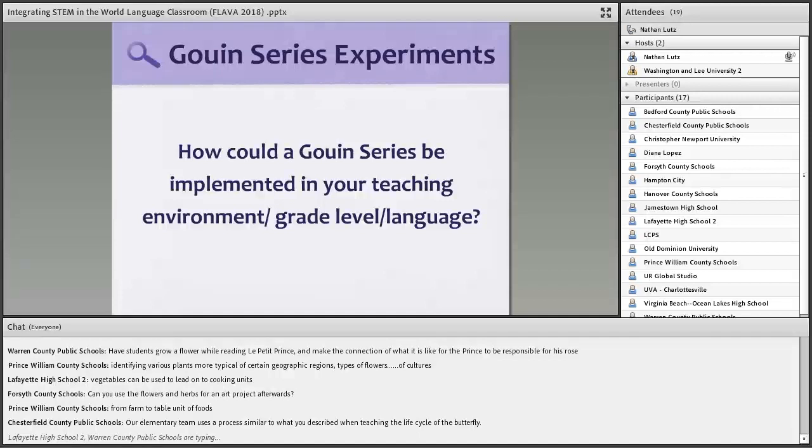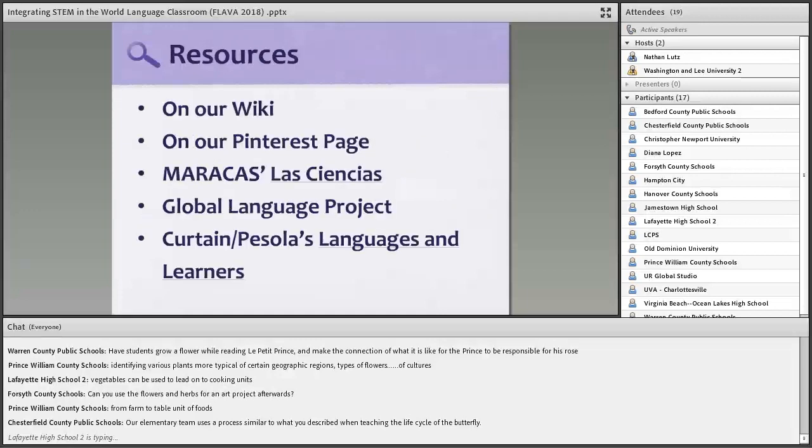Okay, it looks like some other answers might be coming through. All right, well, it looks like there's some typing going on, so we'll just let those answers come through. You can certainly feel free to continue to type them in and add them into the chat box. Thanks for those of you who participated.